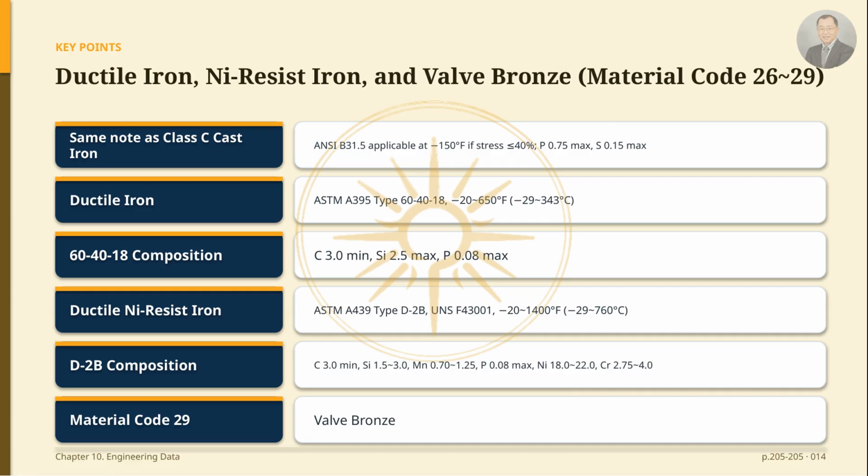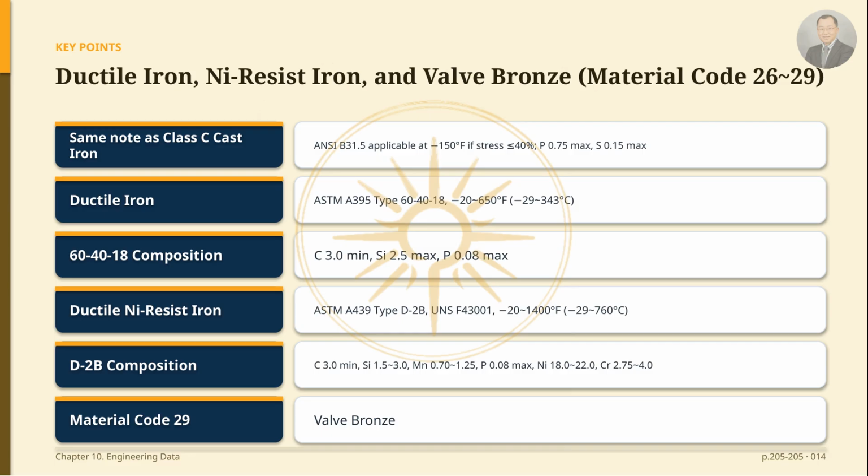Material code 28, ductile and iron-resist iron, is ASTM A439 Type D2B, UNS F43001, and it withstands temperatures from -20 to 1,400 degrees Fahrenheit, -29 to 760 degrees Celsius. This composition is 3% min carbon, 1.5 to 3.0% silicon, 0.70 to 1.25% manganese, 0.08% max phosphorus, 18 to 22% nickel, and 2.75 to 4.0% chromium. It is characterized by its high nickel content, making it strong against high temperatures and corrosive environments.